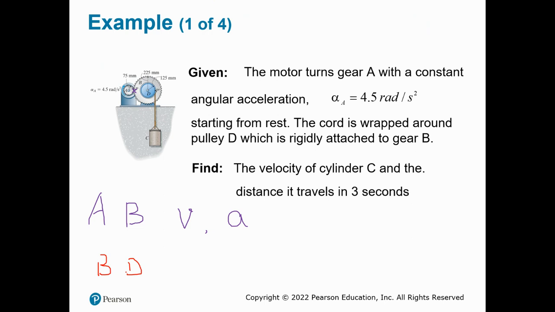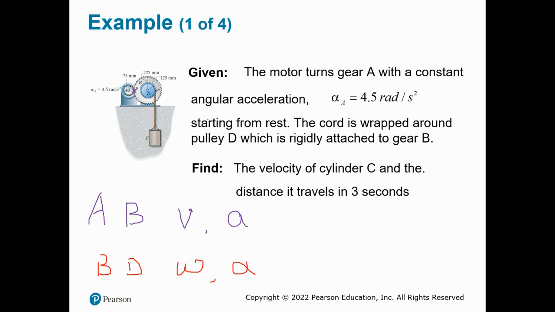Gear B and gear D share the same angular velocity and angular acceleration, because they're rotating together. That means they rotate the same angle together. The linear velocity of B and D will not be the same because one of them has a bigger radius and the other has a smaller radius, but they share the same center. They're on top of each other. They share the same angular velocity and the same angular acceleration.